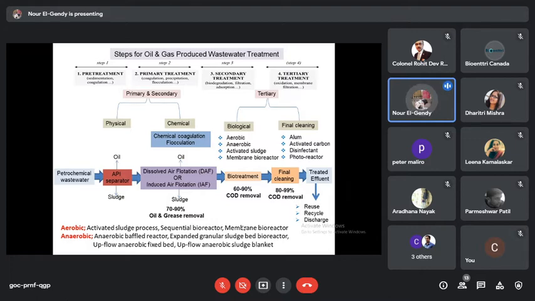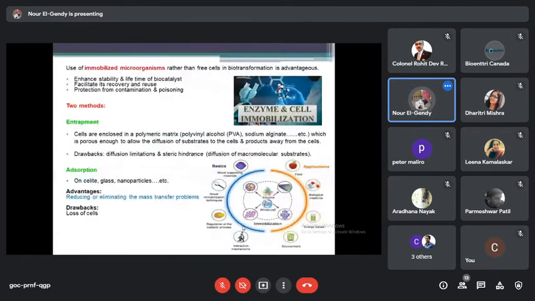Then comes the biotreatment, which is the third step. It will remove 60 to 90% of the COD concentration by applying biological treatment, aerobic, anaerobic, activated sludge or membrane bioreactor. The final step is the final cleaning by applying alum, activated carbon, disinfectant, photoreactor, and other microbial treatment also. It will remove from 80 to 99% of the COD concentration. Now, the produced effluent can be reused, recycled, or safely discharged.